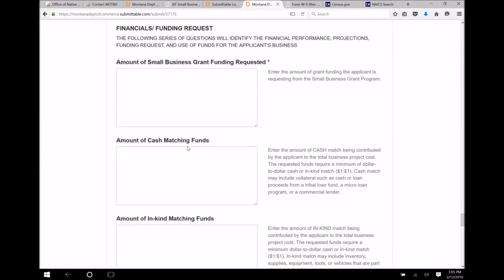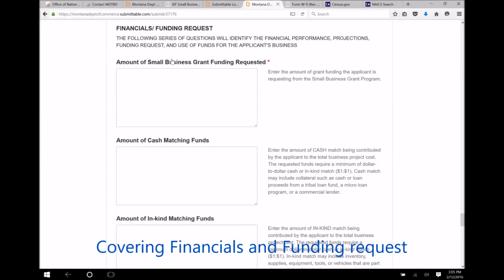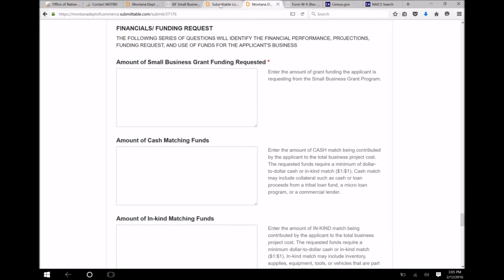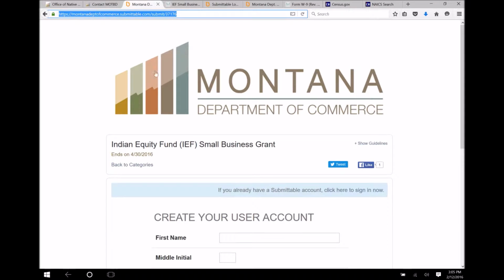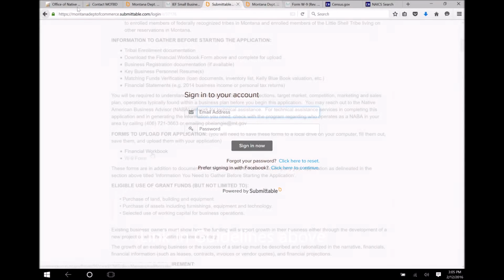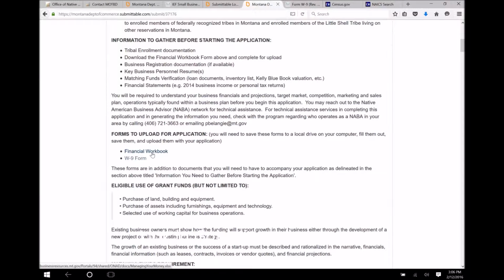So the last part of this application is all about the financials. And this is where you would get your financial template. You would download this as well as the W-9 form and then attach them to your application.